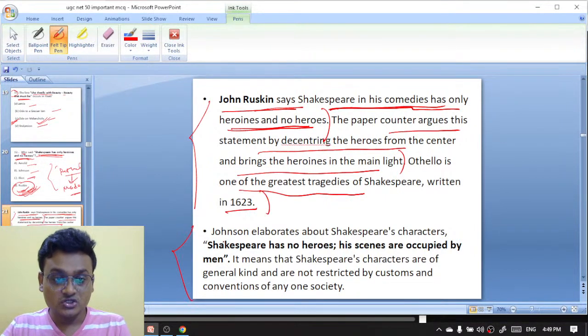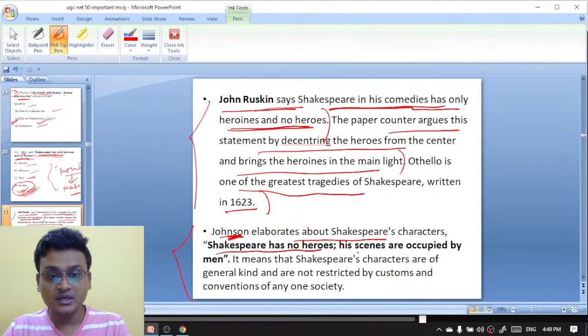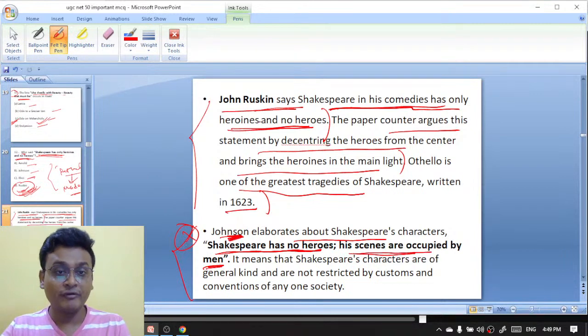But Johnson elaborates about Shakespeare's characters by saying that Shakespeare has no heroes. His scenes are occupied by men. This was spoken by Samuel Johnson, whereas John Ruskin is saying that Shakespeare in his comedies has only heroines and no heroes.